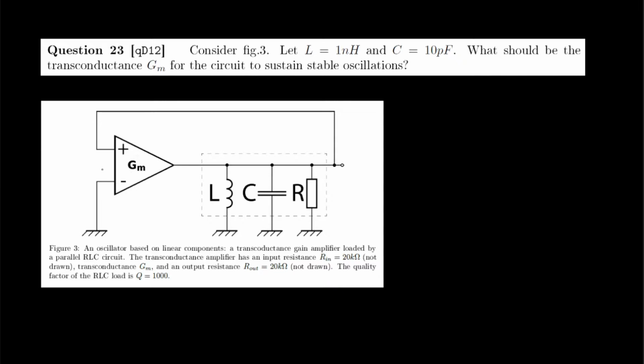And the figure here below is the oscillator that we are going to investigate. It consists of a transconductance amplifier with a gain Gm and a parallel RLC circuit with a resistor, a capacitor and an inductor. To sustain oscillations, the open loop voltage gain of this circuit has to be 1.